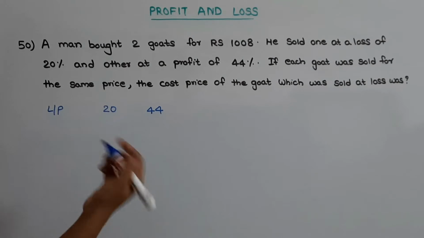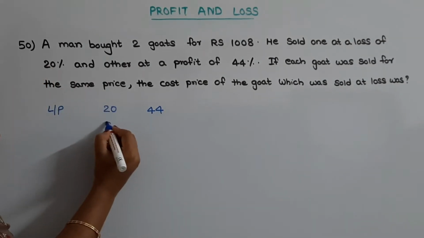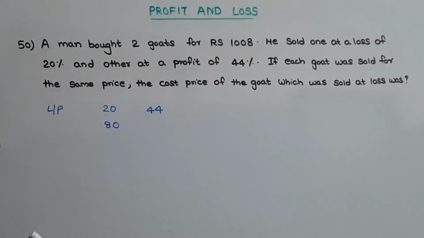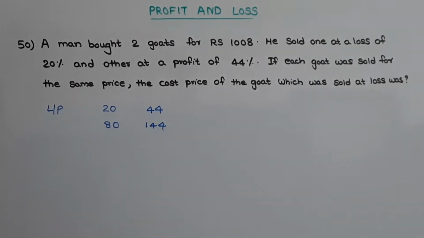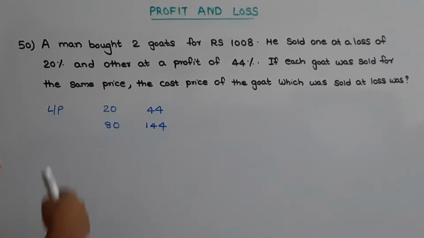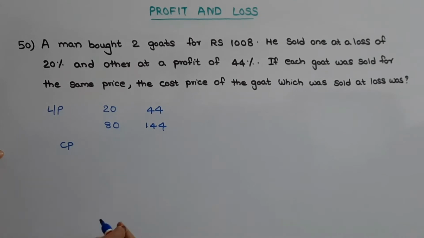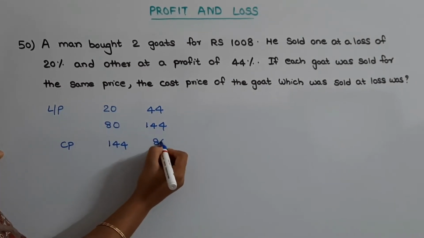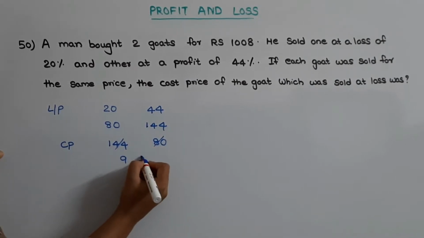Now what will be the selling price when the loss percentage is 20? That will be 100 minus 20, that is 80. What will be the selling price when the profit percentage is 44? That will be 100 plus 44, that is 144. So when the selling price is the same, this ratio will be inversely proportional to the cost price ratio. Then what will be the cost price ratio? That is 144:80. Now on simplifying this ratio, we will get it as 9:5.